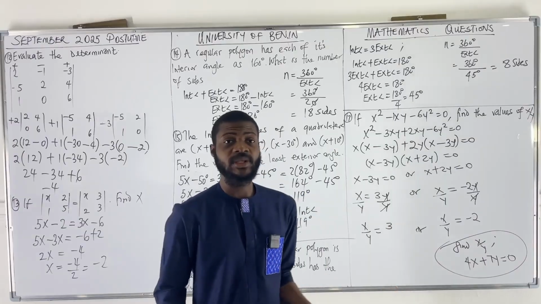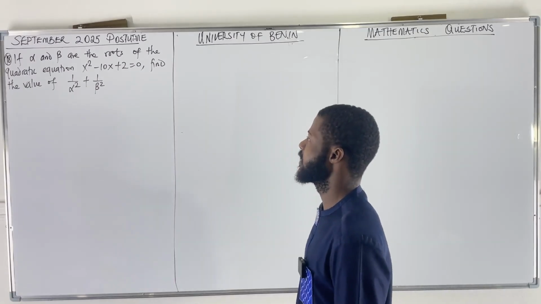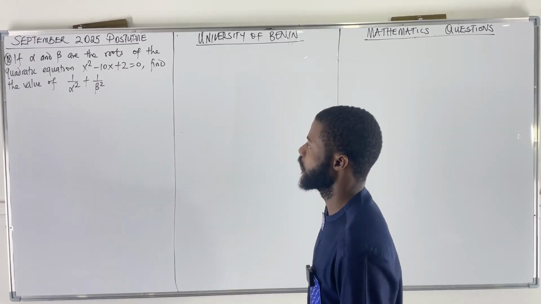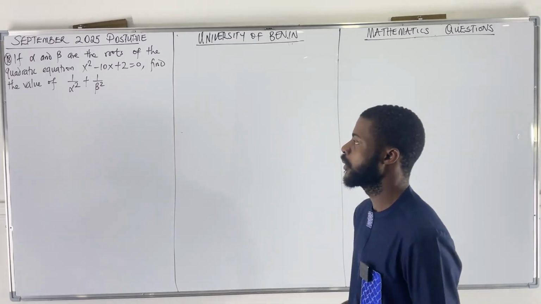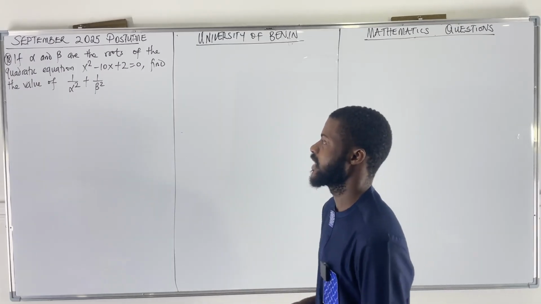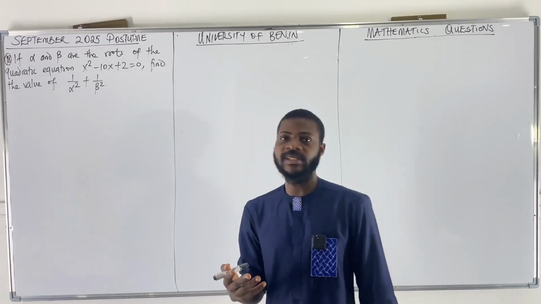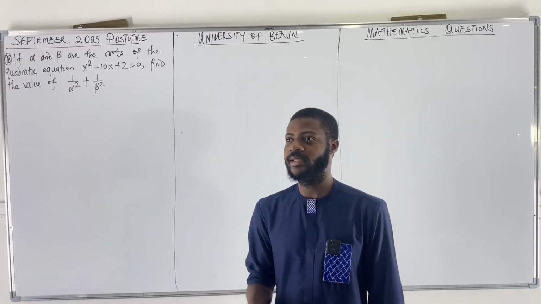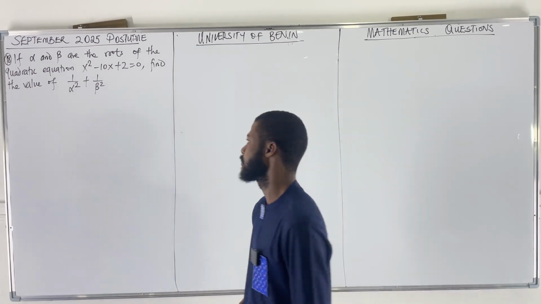So let's proceed to the next questions. Let me wipe the board. So this is question 18. It says if alpha and beta are the roots of the quadratic equation x squared minus 10x plus 2 equal to 0, you're asked to find 1 over alpha squared plus 1 over beta squared. Now this is symmetric function of roots.